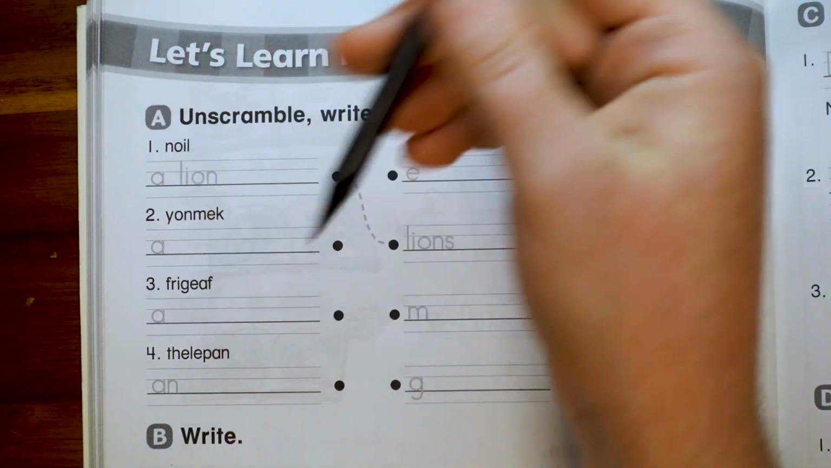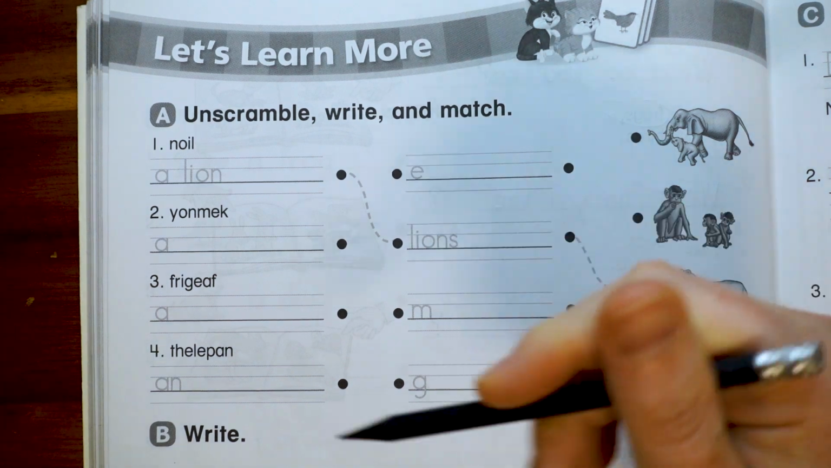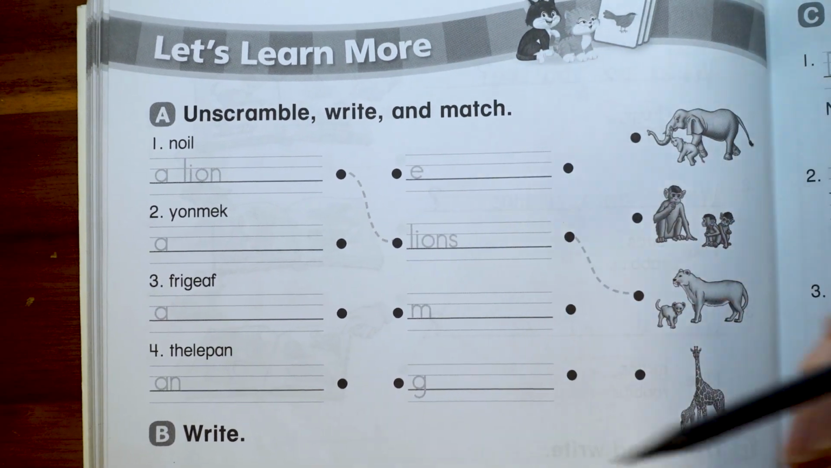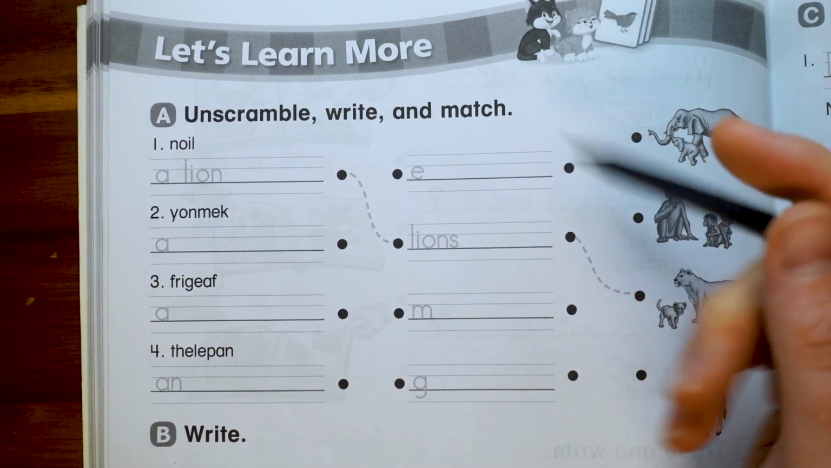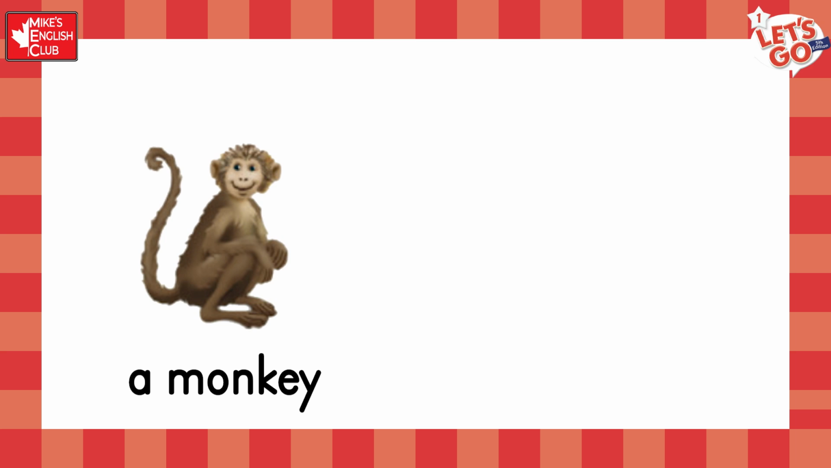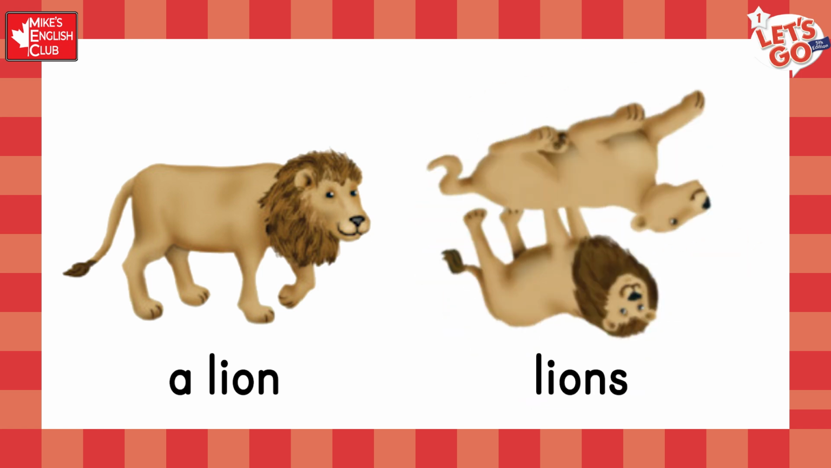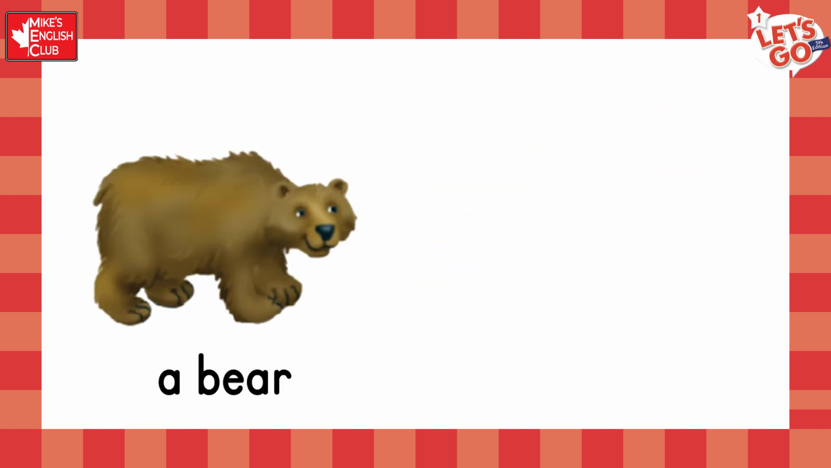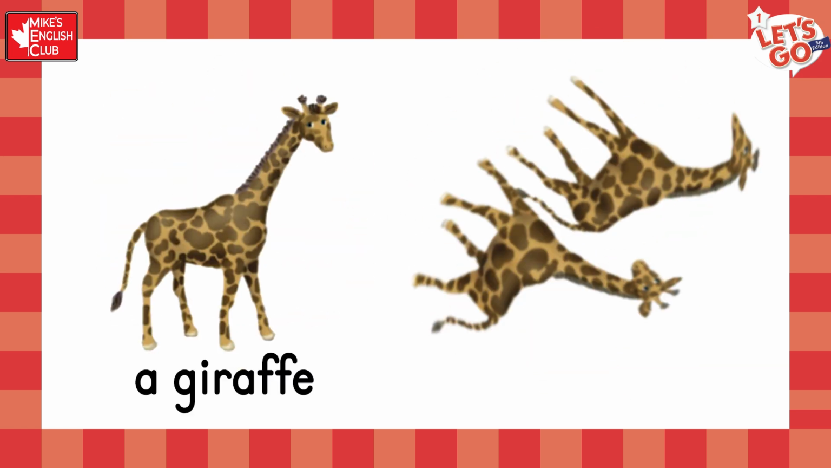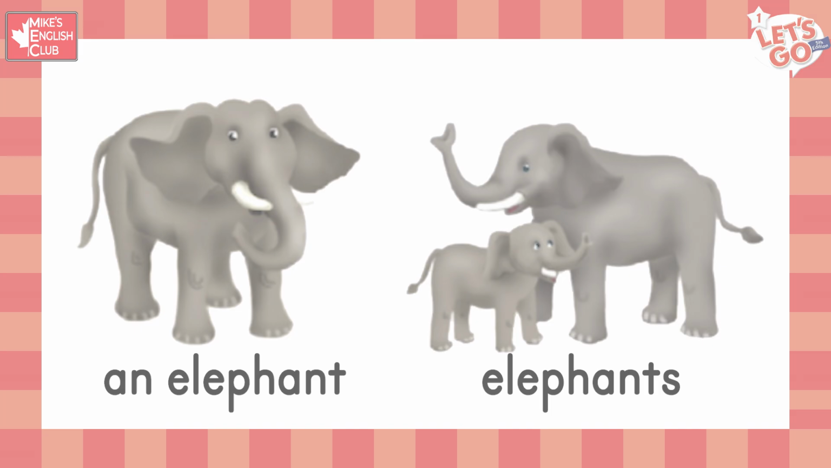Hello everybody. Today we are going to do pages 68 and 69 in the Let's Go 1 workbook, and these pages are the Let's Learn More section of Unit 8. So we have some new animals over here, and in the student books, these animals were presented like this. A monkey. Monkeys. A lion. Lions. A bear. Bears. A giraffe. Giraffes. An elephant. Elephants.